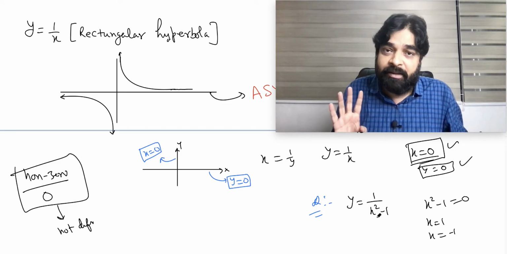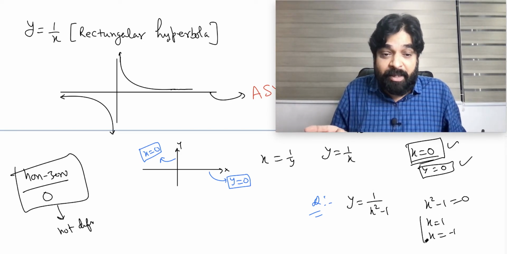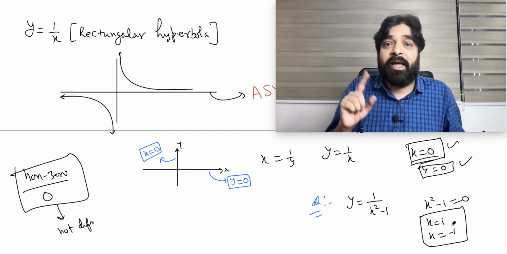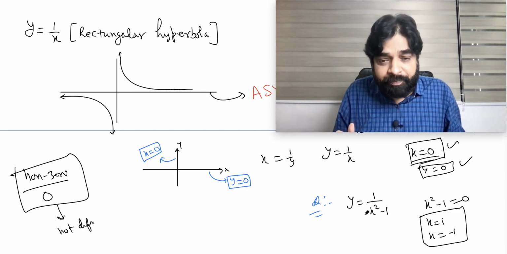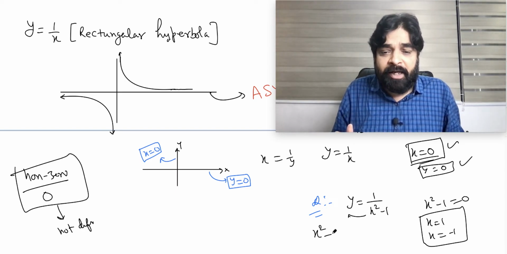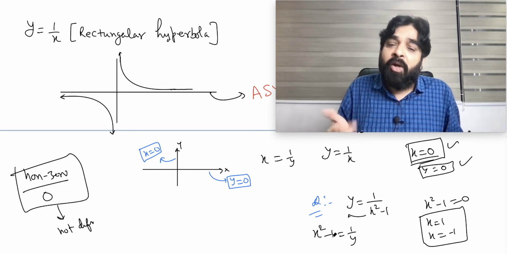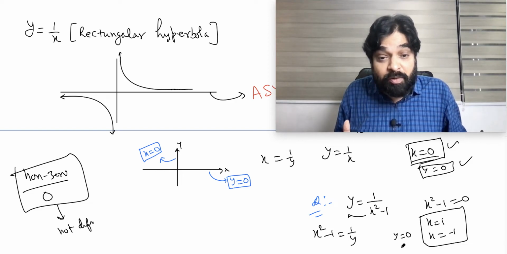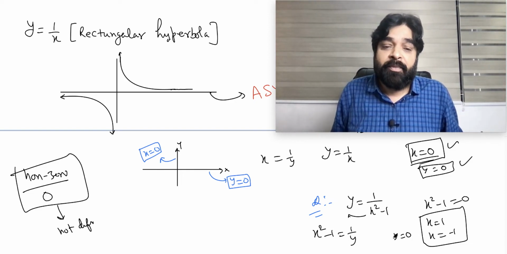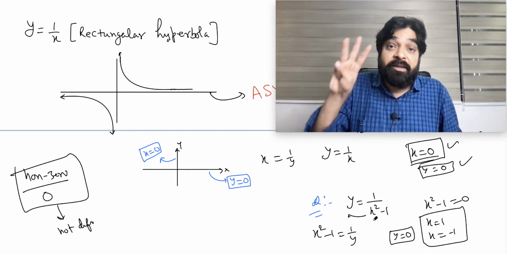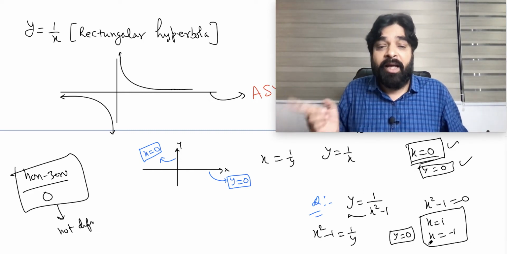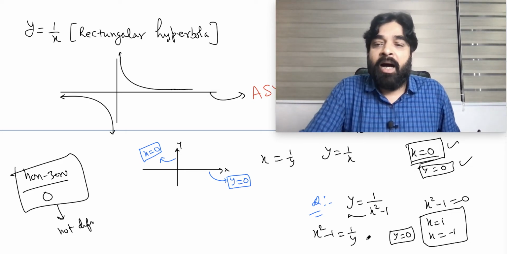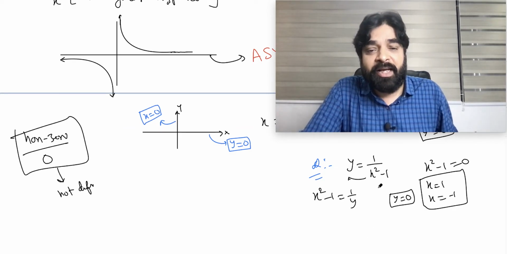Two asymptotes are there, but the game is not over. Till now we got x equals 1 and x equals minus 1. Now, if we do cross multiplication, we get x square minus 1 equals 1 by y. When y becomes 0, x becomes not defined, so y equals 0 is also an asymptote of this curve. So this curve has three asymptotes: x equals 1, x equals minus 1 and y equals 0.